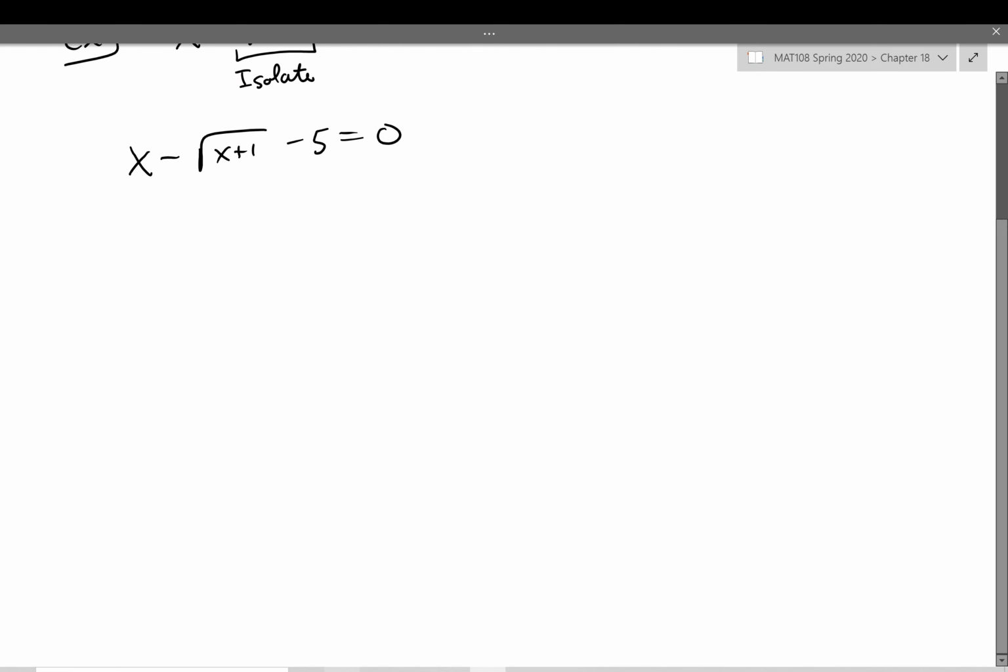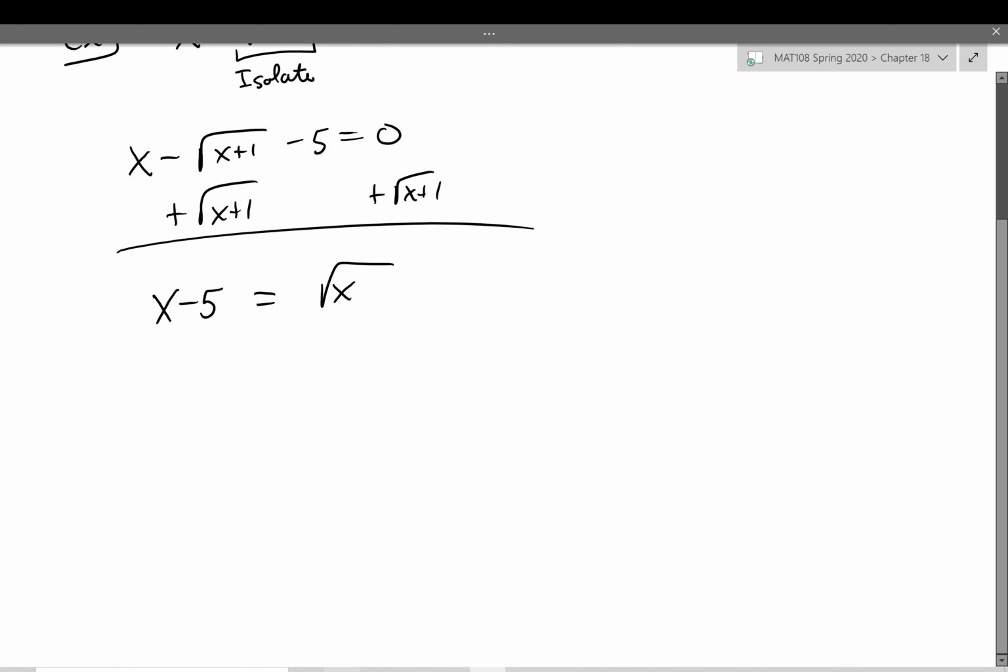So first thing I'm going to do is I'm going to add the square root of x plus 1 to both sides. Okay? Now, the reason why I do that is I see that there's a negative sign in front of the square root symbol. So I just want to make it positive, that's all. And by doing that, notice I've isolated the radical. So now what I'm going to do is I will raise both sides by the index of the radical. All right.